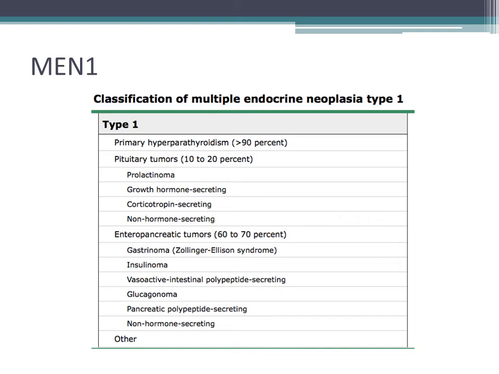They can be prolactinomas, growth hormone secreting tumors, corticotropin secreting, which is ACTH, or non-functional. The third component is the enteropancreatic tumors, which account for 60 to 70% of tumors. Could be gastrinoma, insulinoma, VIP, glucagonoma, PPP, which is pancreatic polypeptide secreting, or non-functional.